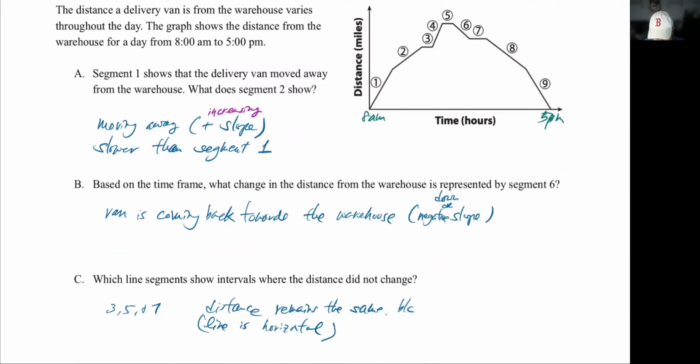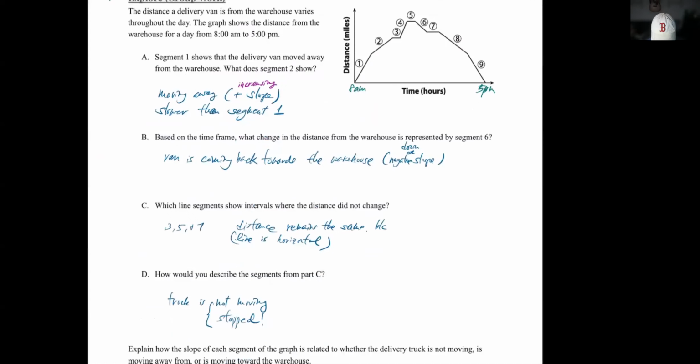That'll be 3, 5, and 7, and the reason is the distance remains the same because the line is horizontal, the graph is horizontal. And D, how'd you describe the segment from part C? We would say that the truck is not moving or has stopped. That would be the most apt description.